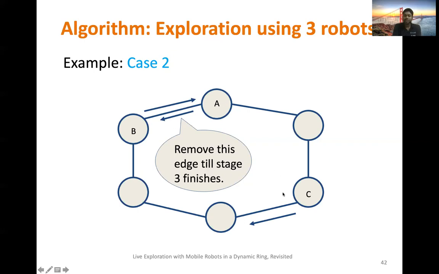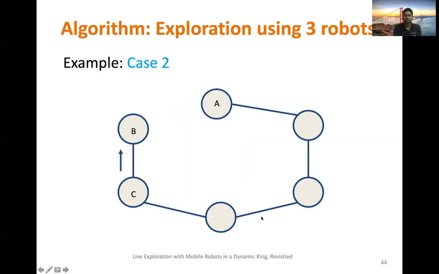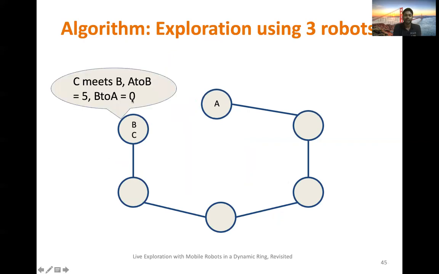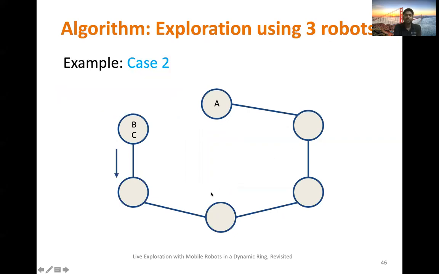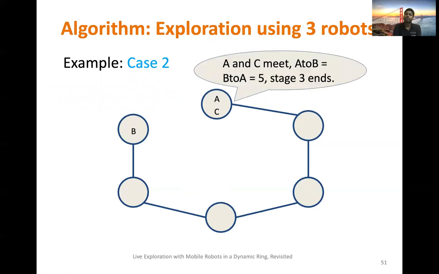Then C is doing this zigzag movement, because the adversary can remove only one edge, so it cannot block C. So C can go. Let's say C is going from A to B, so the distance from A to B is 5, because it was counting this movement. And again, C will do this zigzag movement, so this way C will do, and it will say B2A is also 5. So when A2B is 5 equals B2A 5, then C knows that A and B are blocked by an edge by the adversary, and the exploration is completed.